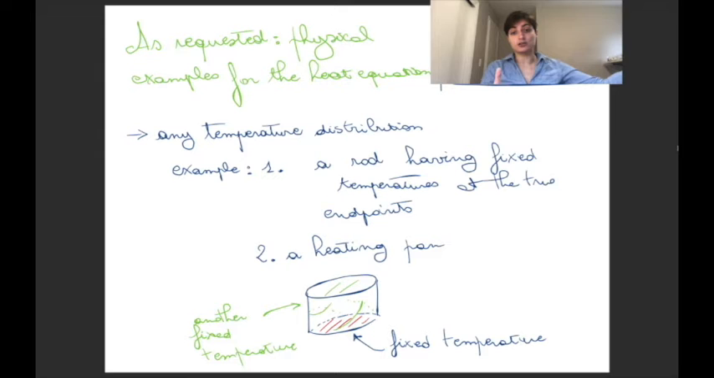If you know the initial distribution of temperature, how does that evolve over time? And at some point, it's going to be just a straight line between the two different temperatures. Or you can think of a heating pan that we can look at like a cylinder, a full cylinder. So a three-dimensional heat equation.